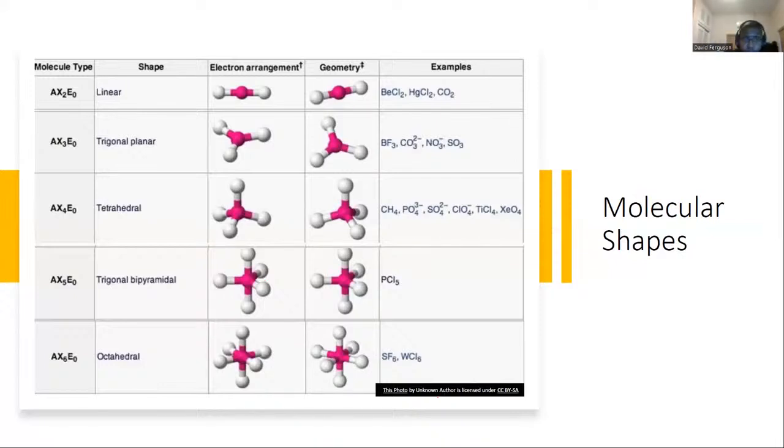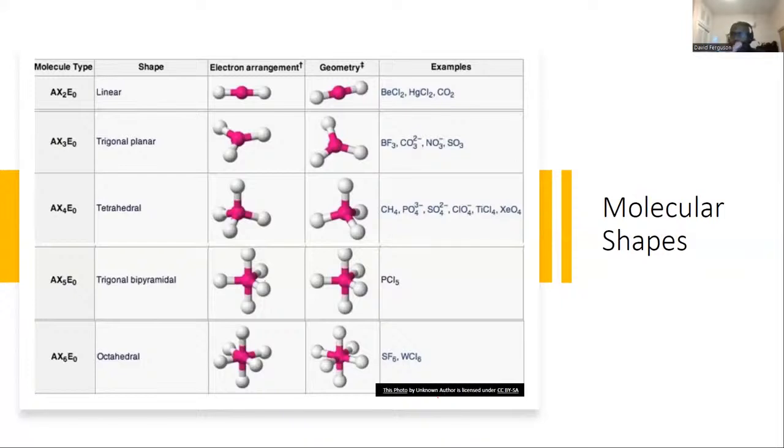Okay, so trigonal planar, boron trifluoride. Trigonal planar. It's in one plane. Trigonal planar, there we go. One plane. Okay, so let's talk about methane.